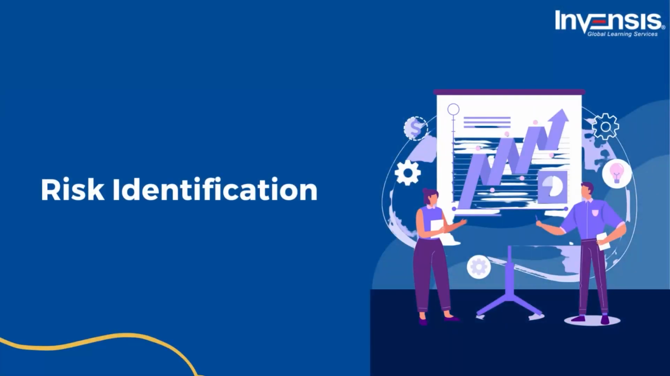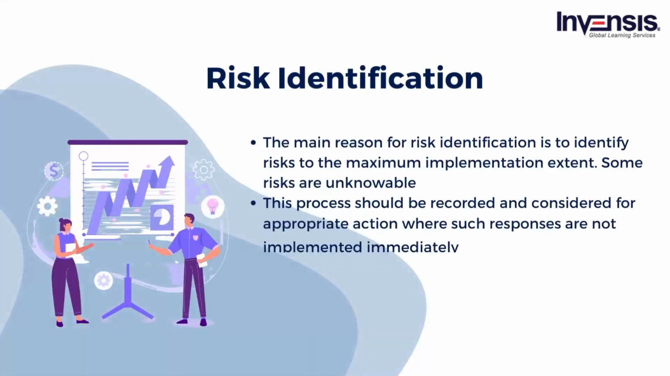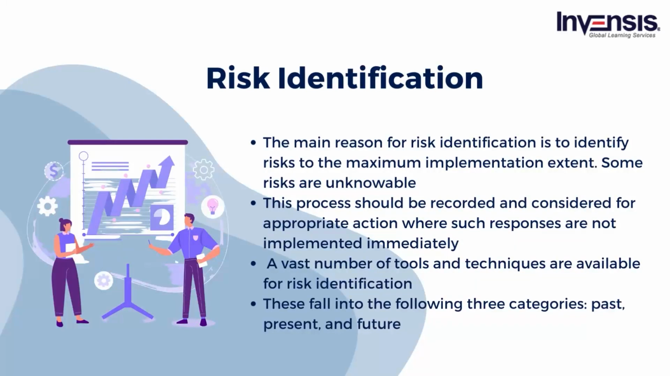Now let's move on to the second risk management process. Firstly, let us take a look at its objectives. The main reason for risk identification is to identify risks to the maximum practical extent. Some risks are unknowable. They require the identify risks process to be iterative, so you can repeat the process to find new risks that can occur over time. This should be recorded and considered for appropriate action where such responses are not implemented immediately. These should be considered during the plan risk responses process.